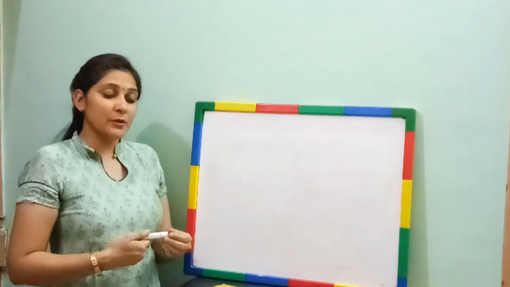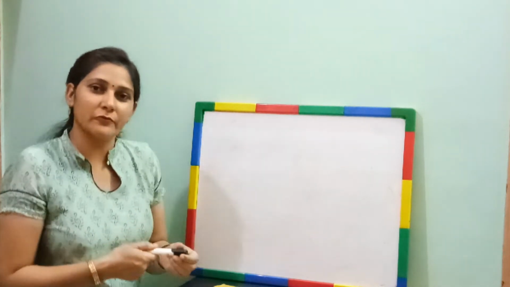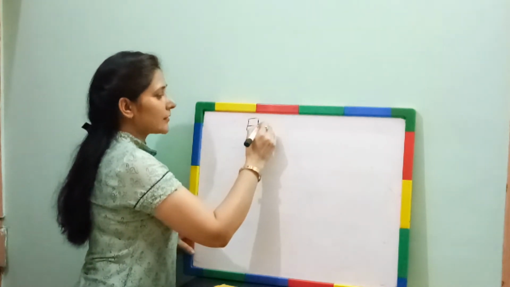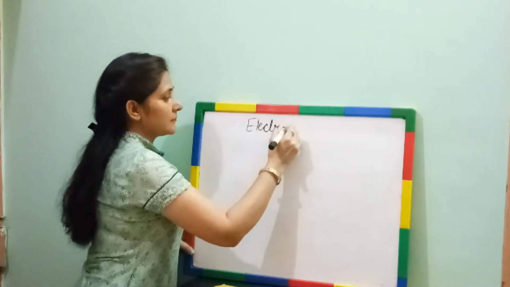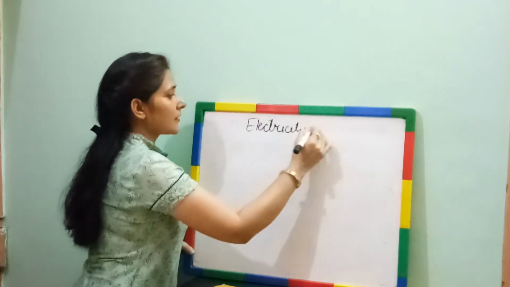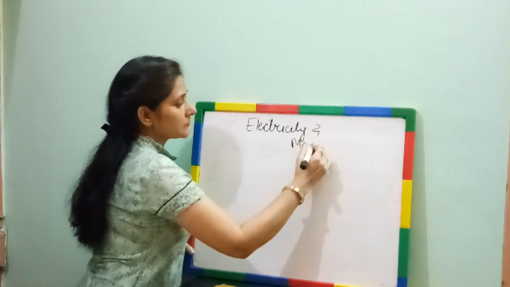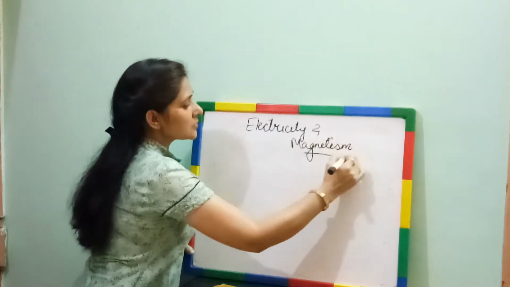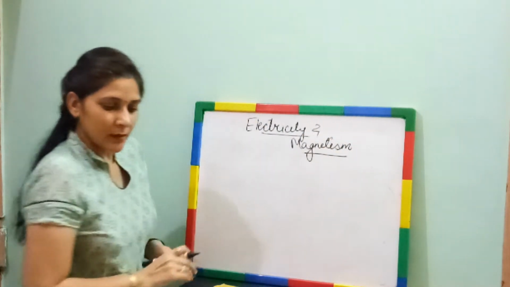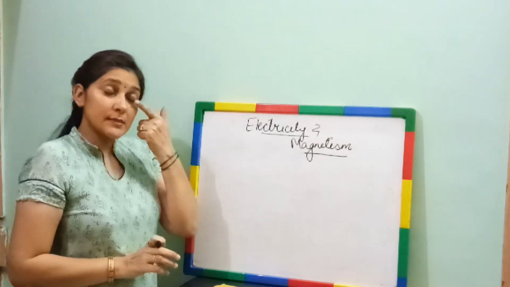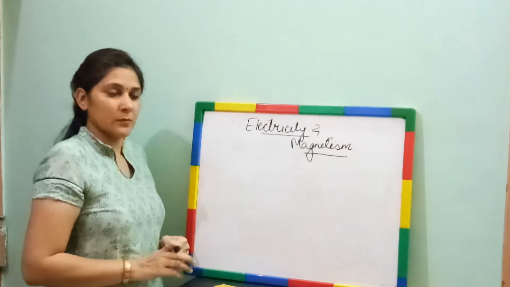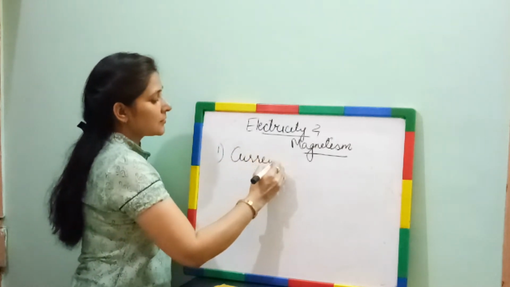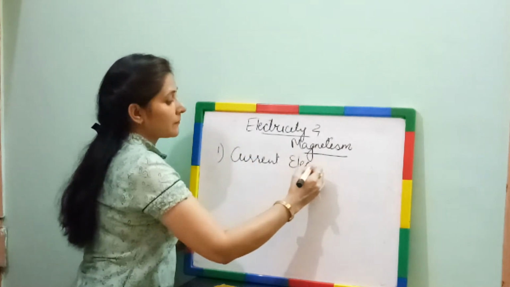Hello beta, today we will start with our fourth unit of our physics book Selena, that is electricity and magnetism. It has three parts. The first one is current electricity, the second one is household circuits, and third one is electromagnetism. Today we are doing the first part, that is current electricity.